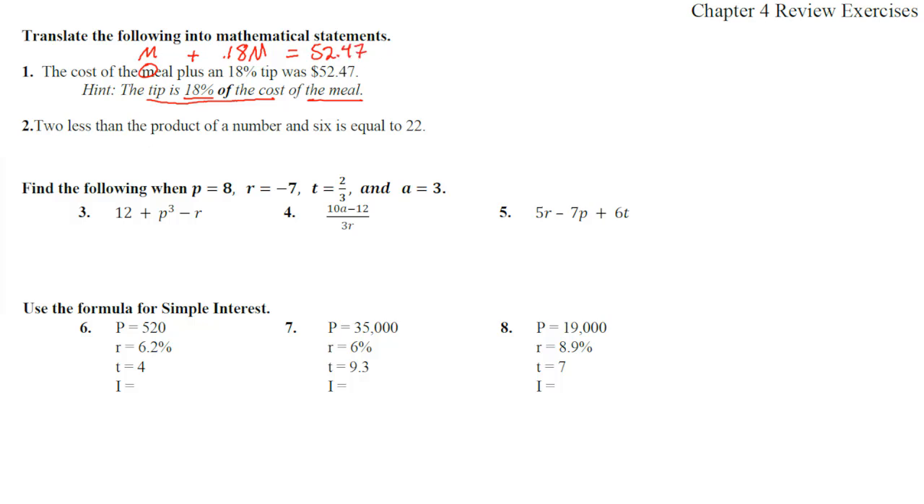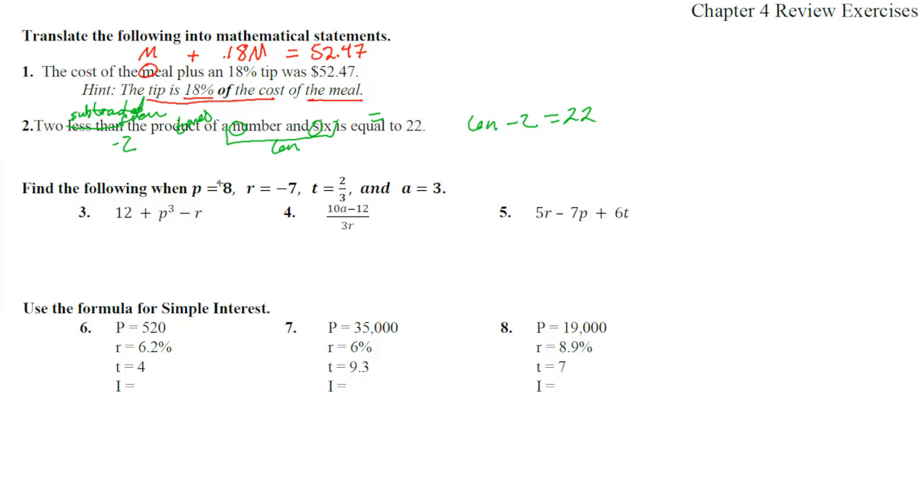Good. Number 2, 2 less than, so 2, better word here, is subtracted from, so we get minus 2, the product, so that's times, of a number, call that n, and 6. So this guy right here is going to be 6n. So we're going to take 6n, subtract 2, and that is equal to 22. 6n, 2 less than that, is equal to 22. Good.